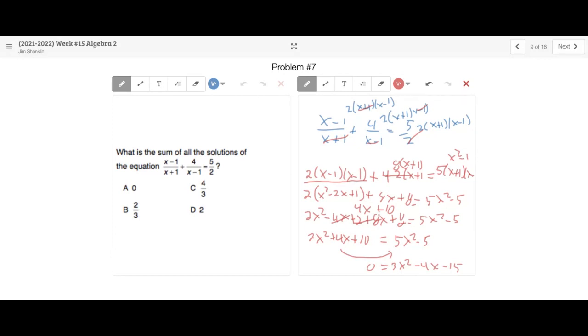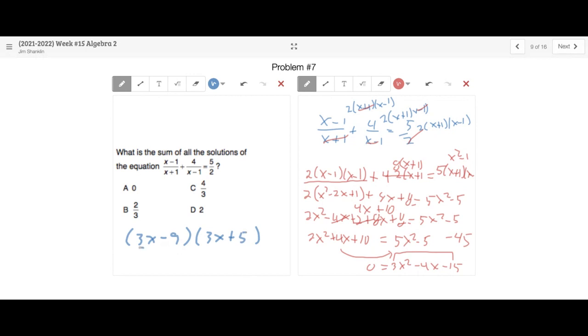Just keep my fingers crossed I didn't make any multiplication mistakes in there. Okay, so now I have to factor this thing. So I'm going to do the cheater method. I'm going to do it on this side. So I've got 3x squared, minus 4x, negative 45. What two numbers multiply to give me negative 45, but add up to negative 4? I think negative 9 and 5 should work.